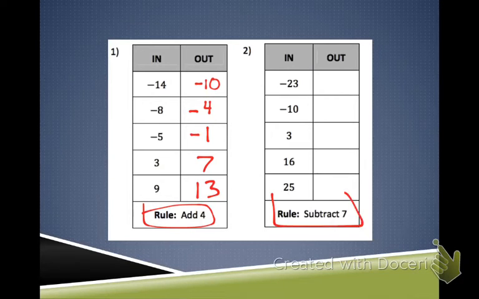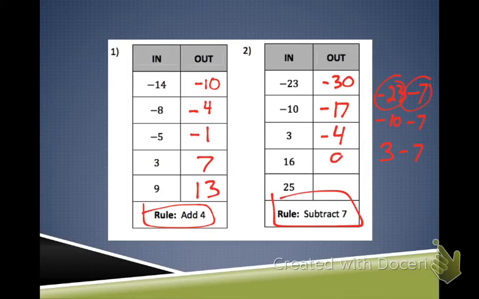-23, our new rule is subtract 7. So -23 minus 7, those are both bills. You owe me 23 and you owe me 7, you owe me $30. -10 minus 7, you owe me 10 for going to school late, you owe me 7 for not doing your homework, that means you owe me $17. You have $3, but you owe me 7, so you still would have to pay me $4.